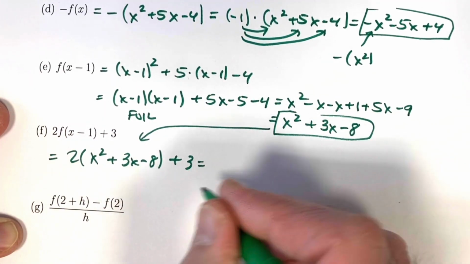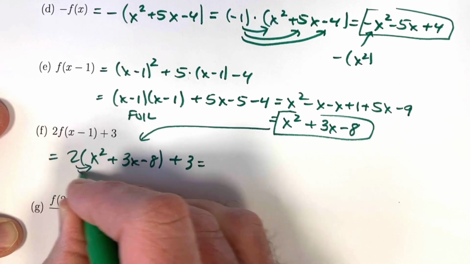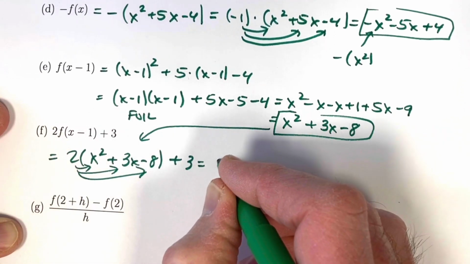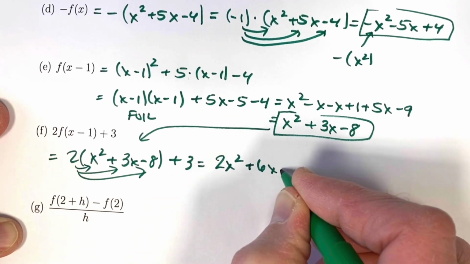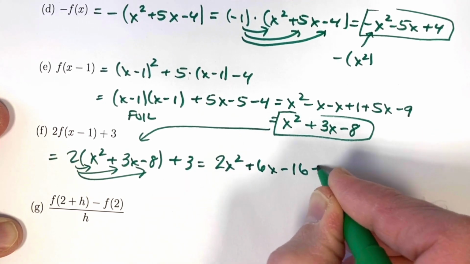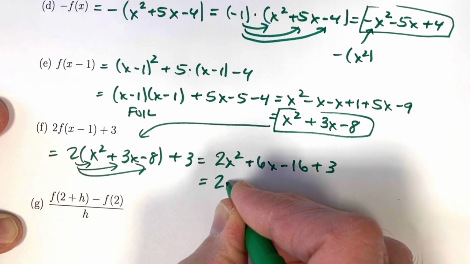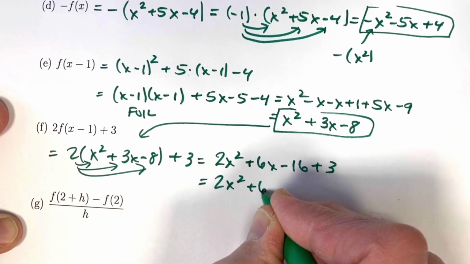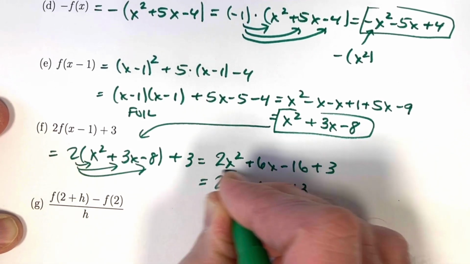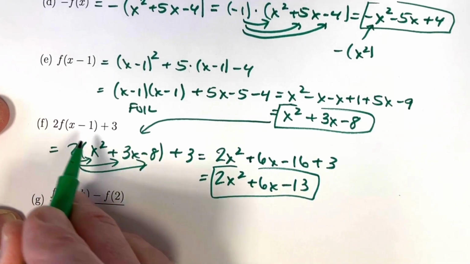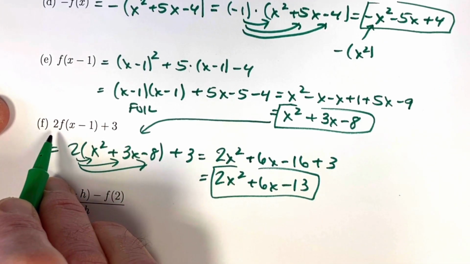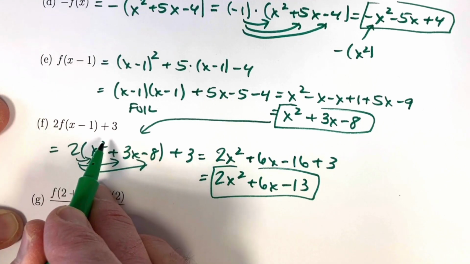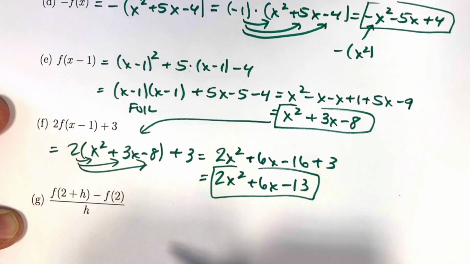Now distribute the 2 through the parentheses here, the distributive property, to get 2x squared plus 6x minus 16, then plus 3. That simplifies to 2x squared plus 6x minus 13. This corresponds to a horizontal translation to the right by 1 unit, a vertical stretching by a factor of 2, and then a vertical translation up by 3 units. We'll talk more about that later.